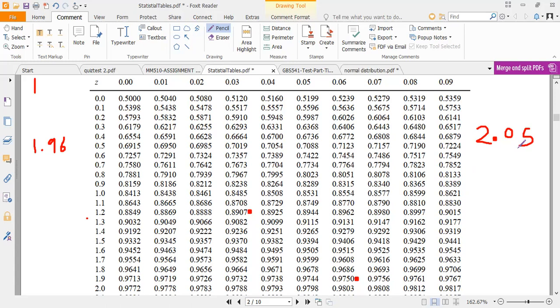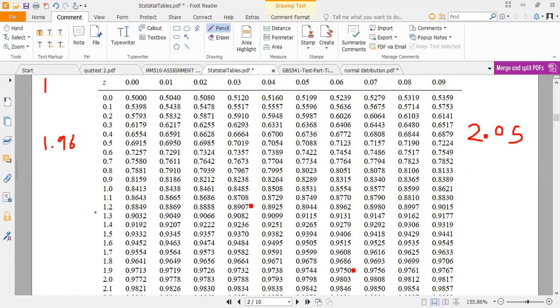Gents, you go under 2.0 and 0.05 where they meet. What are we having? 0.9798. So you go to 2.0 and 0.05 where they meet. We get 0.9798.